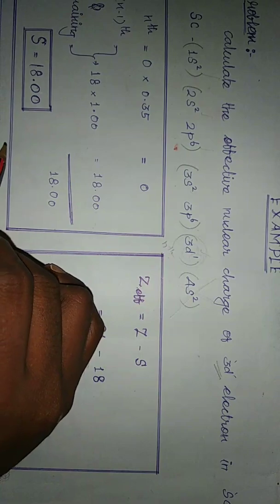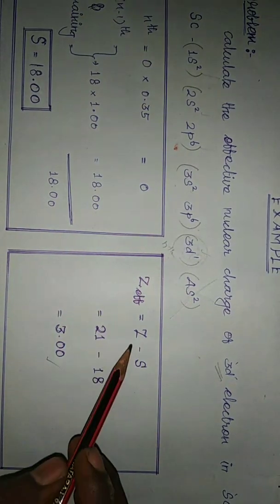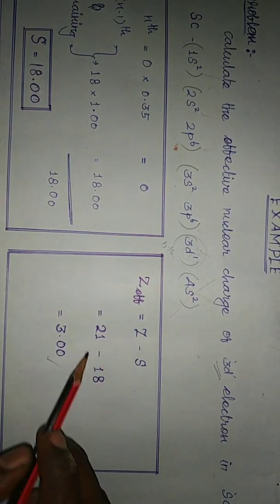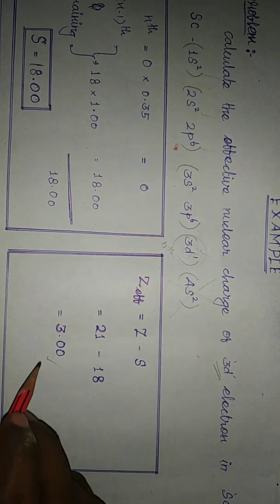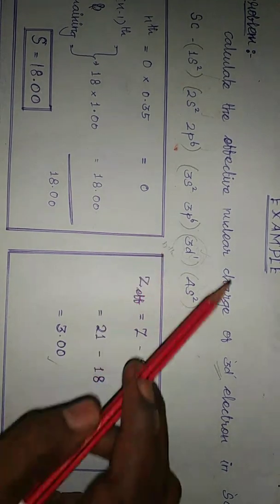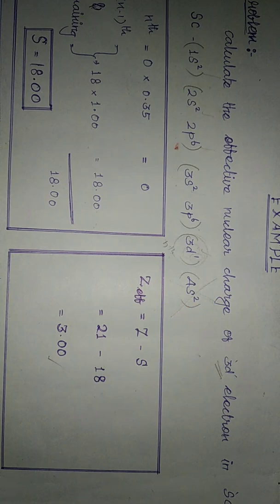So the S value is equal to 18. Then Zeff is equal to Z minus S, so 21 minus 18 equals 3. This is the effective nuclear charge of the electron in the 3d orbital. Okay, students, I think you may have a better understanding of effective nuclear charge. Thank you.